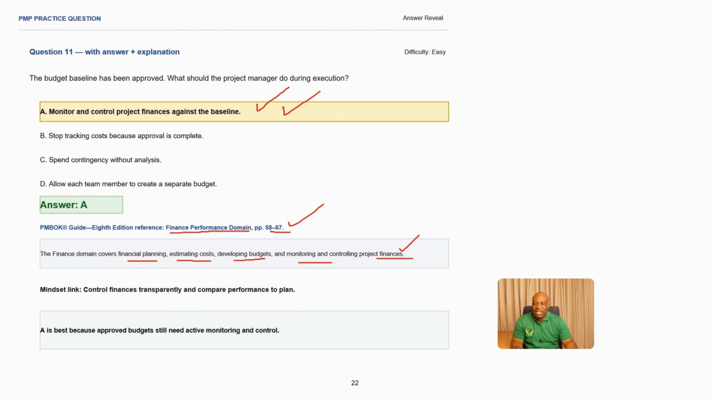So in terms of the mindset that we're using to eliminate this, as we have seen, you need to control finance transparently and also compare performance to the plan. So this is an approved baseline. Approved baseline is where your plan is coming from. So you have to make sure that you are controlling against that. Making A the best answer, because approved budgets still need active monitoring and also control throughout the project. Making A the best answer.